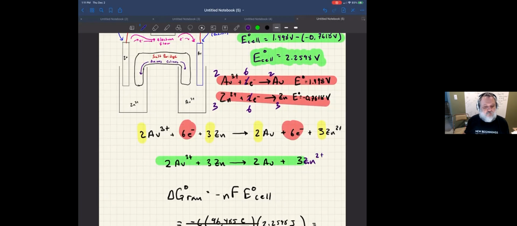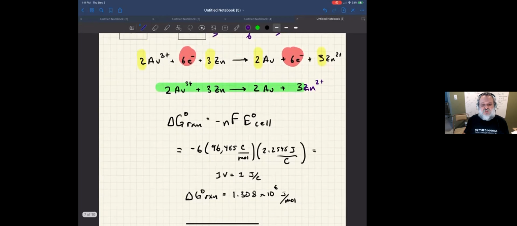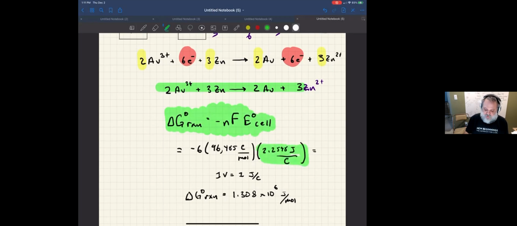All right. Now, here's the formula for delta G of the reaction, the standard free energy change of the reaction. The standard free energy change of the reaction equals negative the number of electrons transferred times F, a constant, times E naught of cell. We've already calculated E naught of cell. We need to get out this constant, Faraday's constant. It's 96,485 coulombs per mole. And the next one is 6. That's the number of electrons that are transferred.